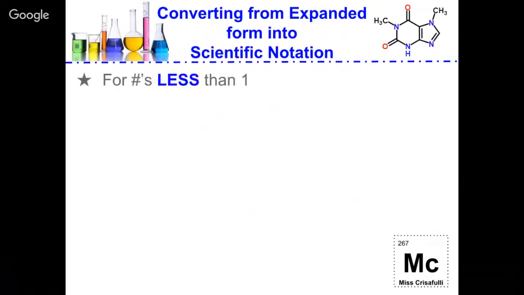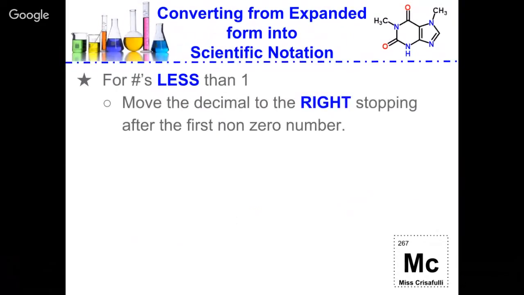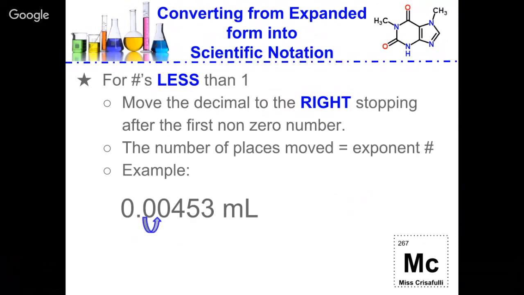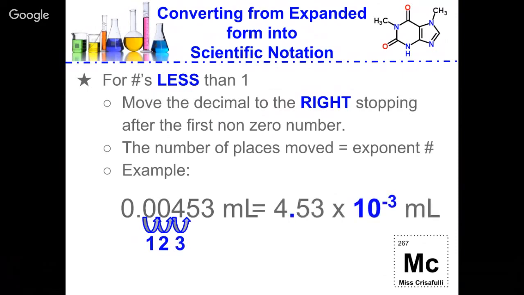Now, what if you have numbers that are less than 1? Then you're going to move the decimal to the right, stopping after the first non-zero number. The number of places you move the decimal point is again going to be your exponent number. So let's look at an example. 0.00453 milliliters. We're going to move the decimal point once, twice, 3 times. So our answer is going to be 4.53 times 10 to the minus 3rd. Now remember, this is minus 3rd because this number is less than 1.